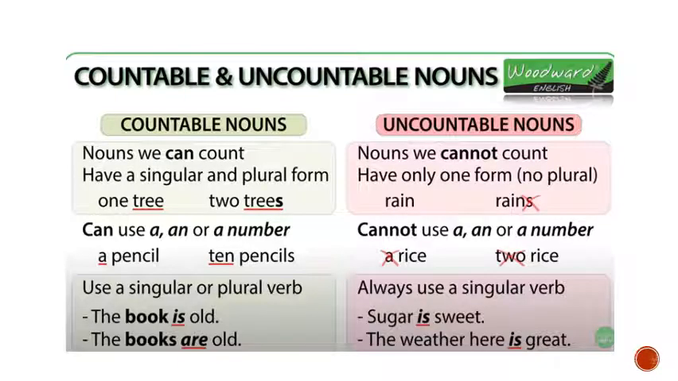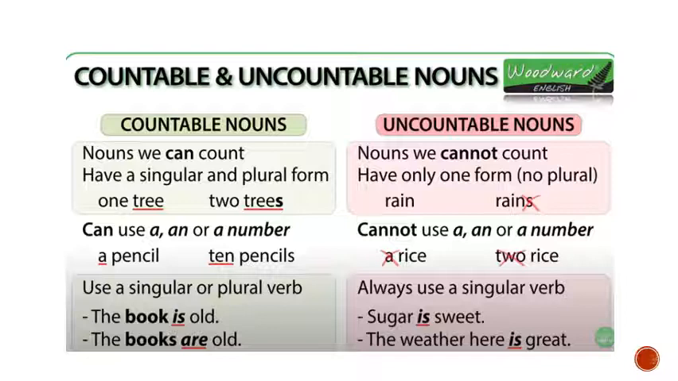So, what are countable and uncountable nouns? Countable nouns are nouns that we can count. They have a singular and plural form. For example, one tree, two trees. We can use a, an, or a number with countable nouns: a pencil, ten pencils. We can also use a singular or a plural verb: the book is old and the books are old.